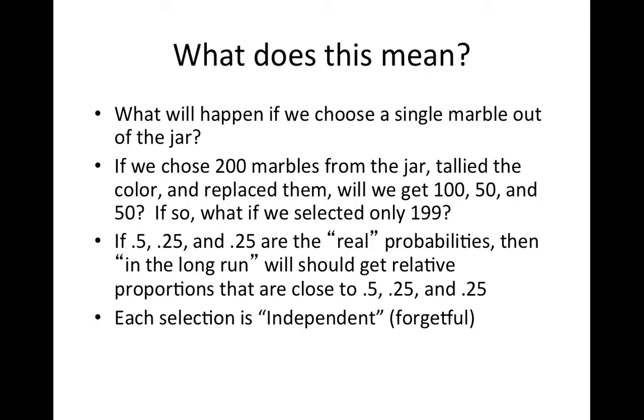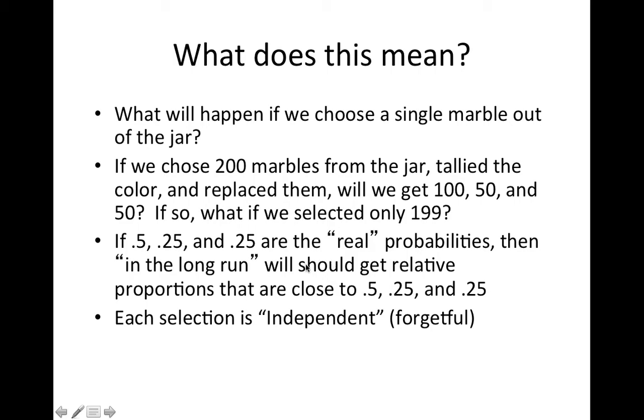But what if we were to choose 200 marbles from the jar, tally the color, and replace them? Would we get 100, 50, and 50? Exactly? What if we did that again? If so, what if we selected only 199? Which one would come up short? We think that 0.5 and 0.25 and 0.25 are the real probabilities in the long run.